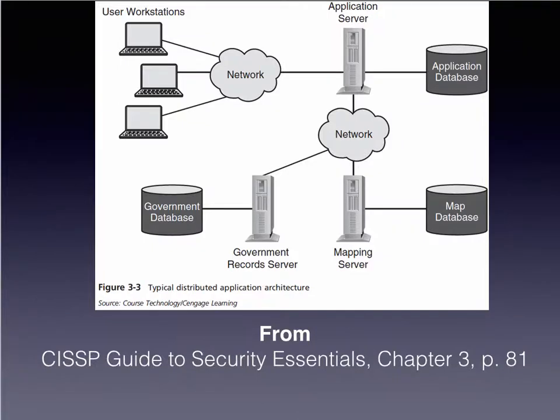This is an example of what a distributed system might look like. Notice in this case, the government database, you have a government records server, and you have a separate map database. However, the user has no idea that the information resides on two databases. If the user requests government records information and an associated map, the map and the records information are simply sent to the user workstation, and it appears as if they came from a single source.